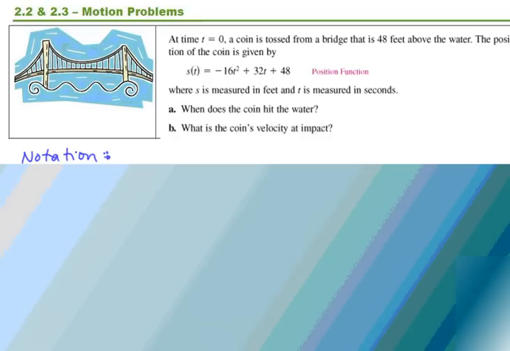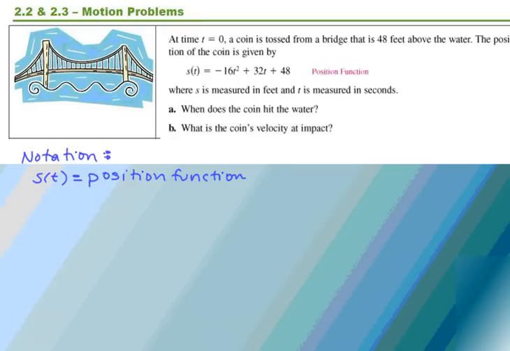So last year you would have learned that generally if we want to represent the position of some object, we use S of t. And that represents the position function. Sometimes you'll see little x of t as well, but a lot of times we'll just use S of t.